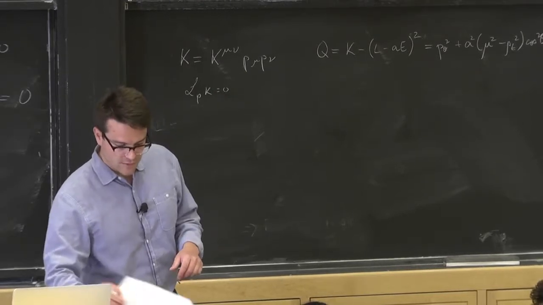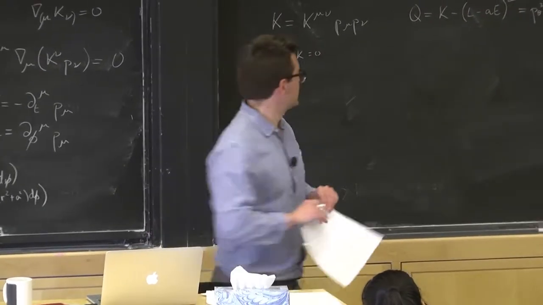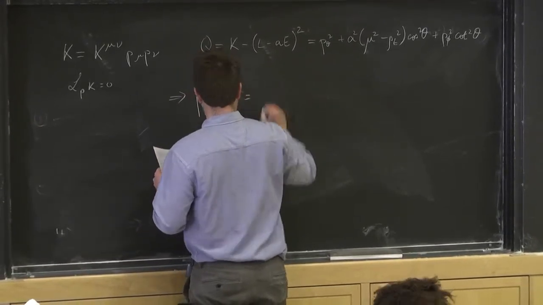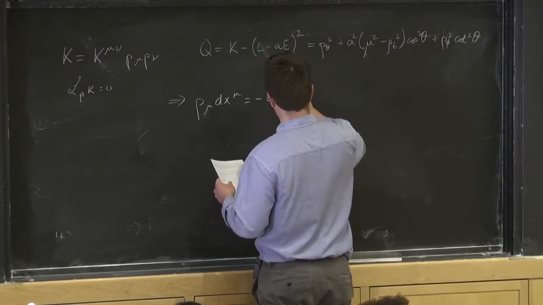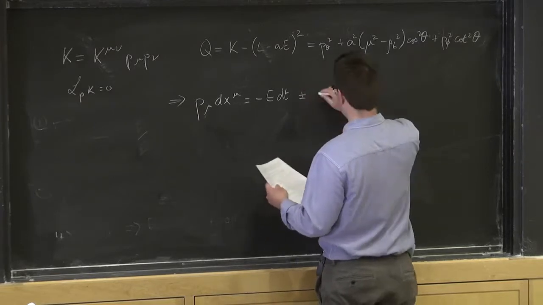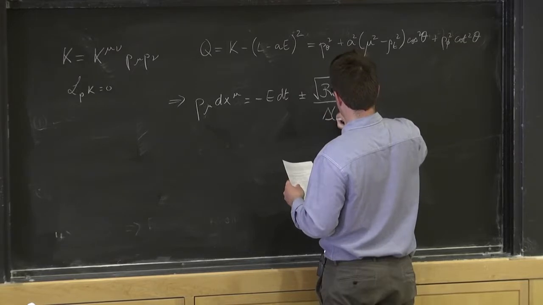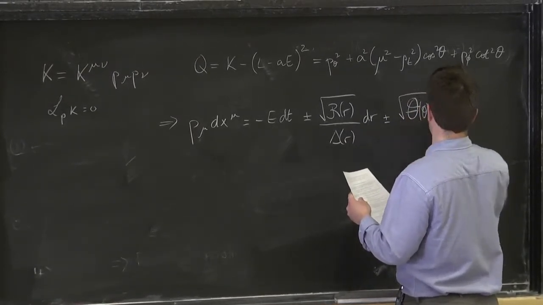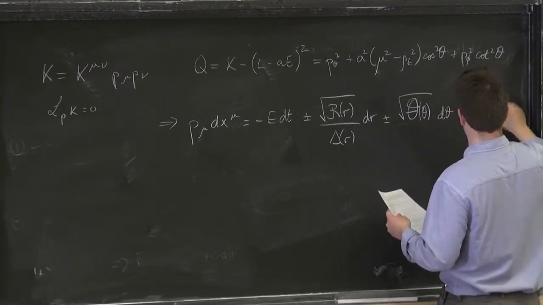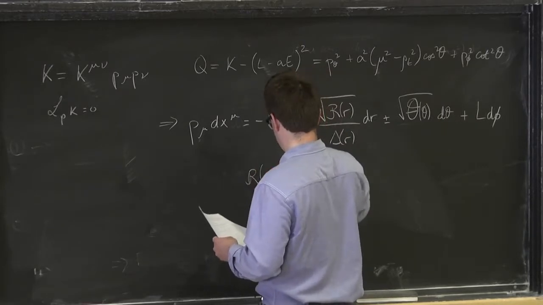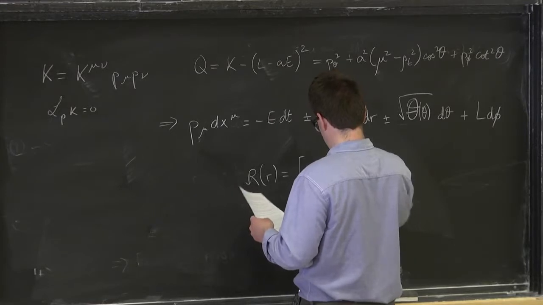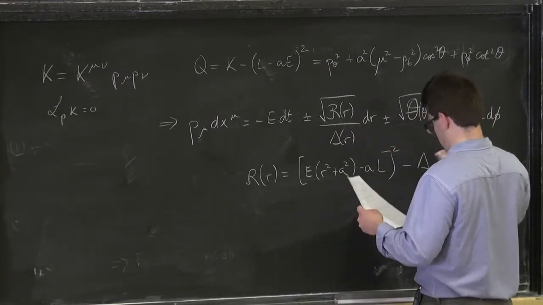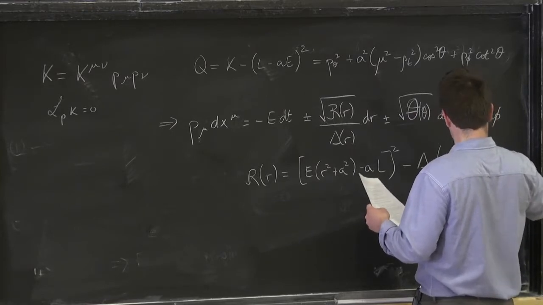And you can use this to solve the geodesic equation, by which I mean it follows by solving all these guys that p_μ dx^μ is equal to minus E dt, plus or minus, depending on which direction you're going, a radial potential dr, plus or minus an angular potential dθ, plus L dφ, where curly R(r) is equal to E times (r squared plus a squared) minus aL, squared, minus Δ (K plus μ squared r squared).